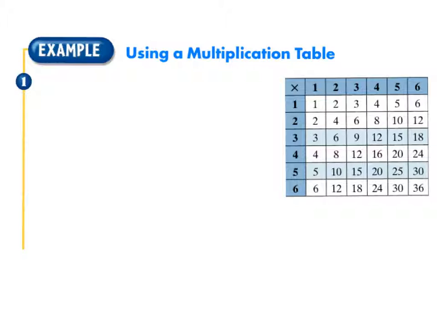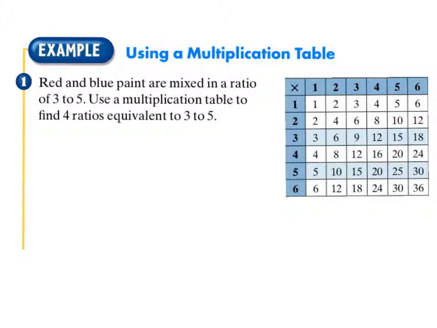Using a multiplication table to solve equivalent ratios, you'll see on the screen a multiplication table. If you don't remember these, it's just the number across the top and the numbers going down the side. Wherever their boxes intersect is the multiple of those numbers. So let's say red and blue paint are mixed in a ratio of 3 to 5. Use a multiplication table to find four ratios equivalent to 3 to 5.